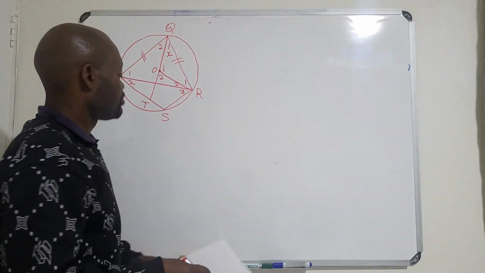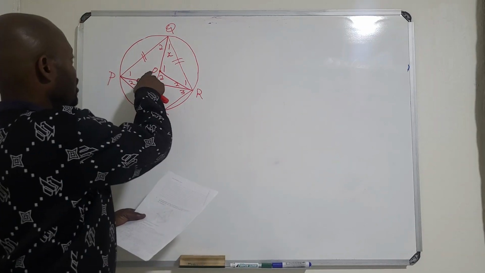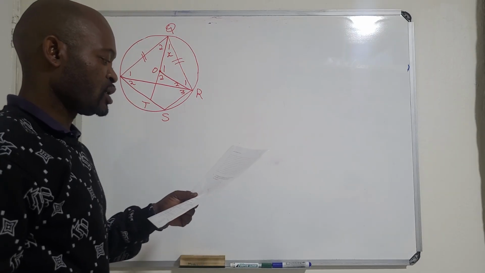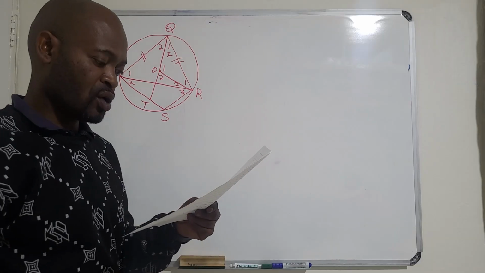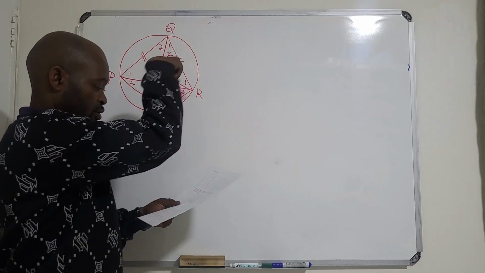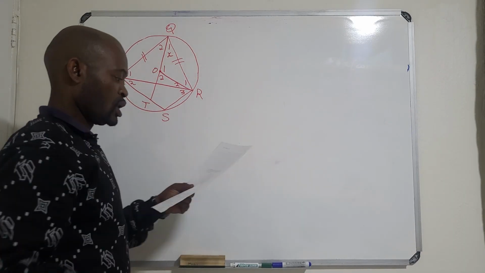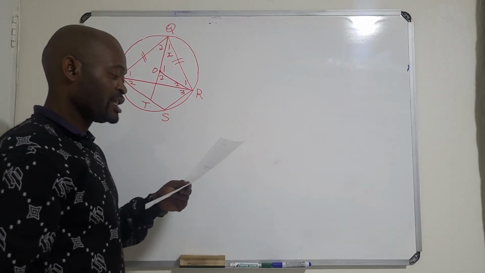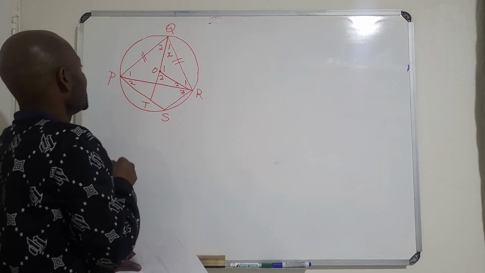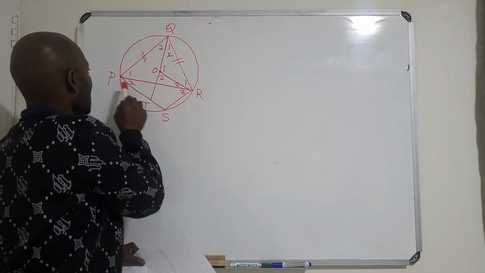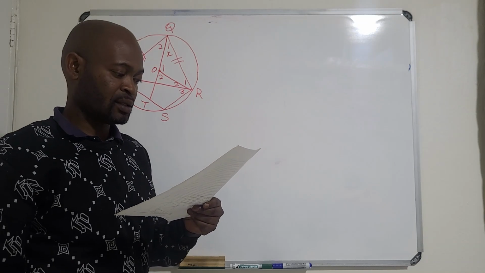Now, here's another problem. In the diagram, O is the center of the circle. PQRS are points on the circumference of the circle, right? TOQ is a straight line such that T lies on PS.